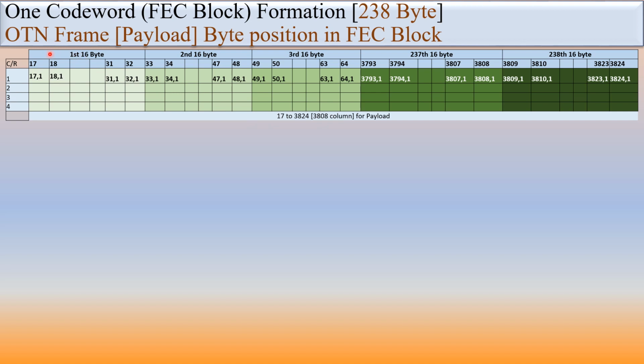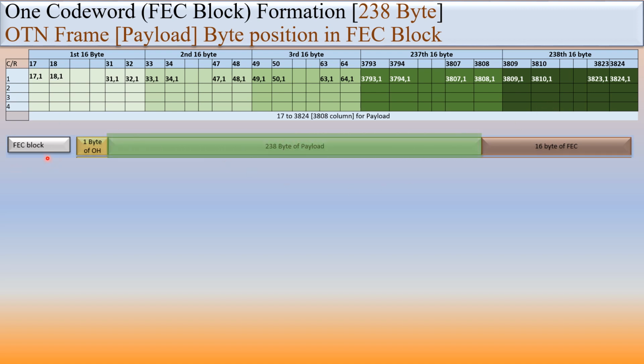That's why I have created groups of first 16 bytes, second 16 bytes, third 16 bytes, up to the 238th group of 16 bytes. So in the first row, if you're talking about the payload area only, there will be a total of 3808 bytes. I have divided it into 238 groups, and each group has 16 bytes. So let's see.